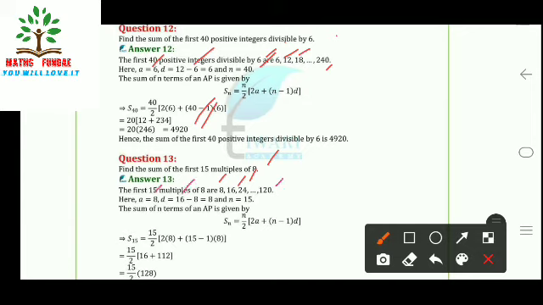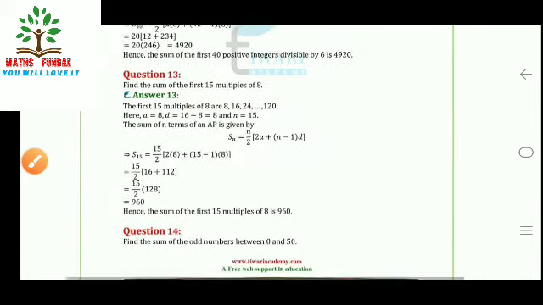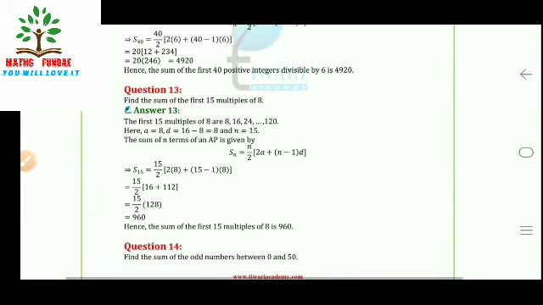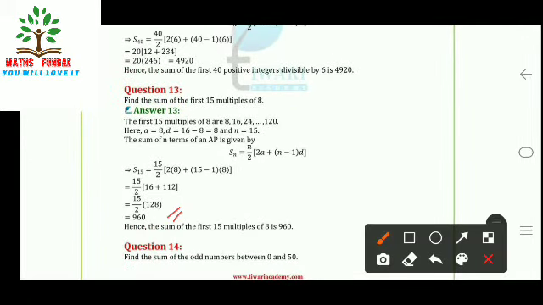Now a is known to us, d is known to us, then n is known to us. So we have here Sn is equal to n upon 2 [2a plus (n minus 1)d], putting the value n is equal to 15, putting the value of a, putting the value of d. On solving this, the result we are getting is 960. So 960 is our answer.